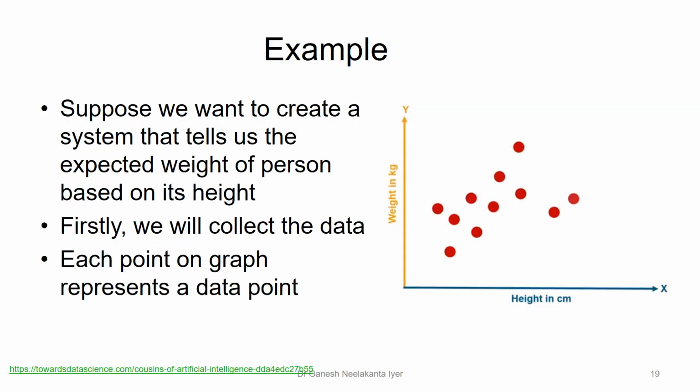Okay, back to our example 101. Suppose we want to create a system that tells us the expected weight of a person based on their height. So we are collecting data. Each point on the graph represents a data point. So see here a bunch of data where, given the height, the weight mapping is given. Now from this data we should be able to make a model that can predict the weight given a height.